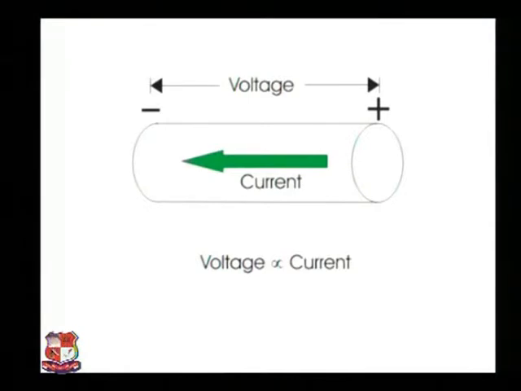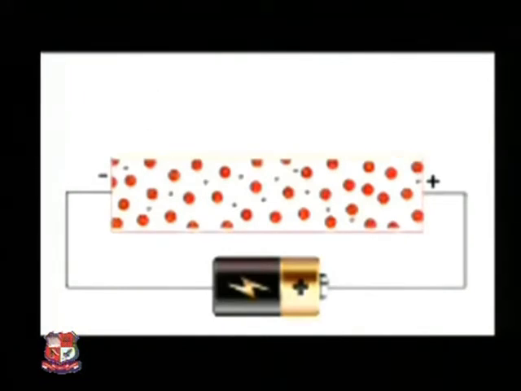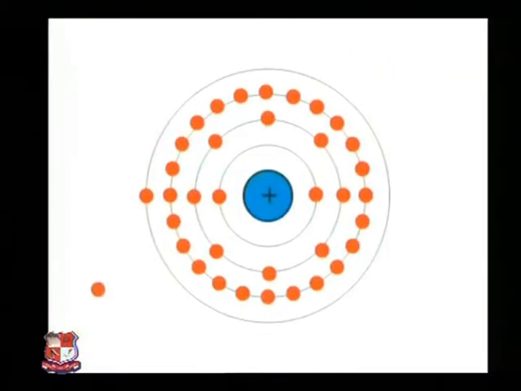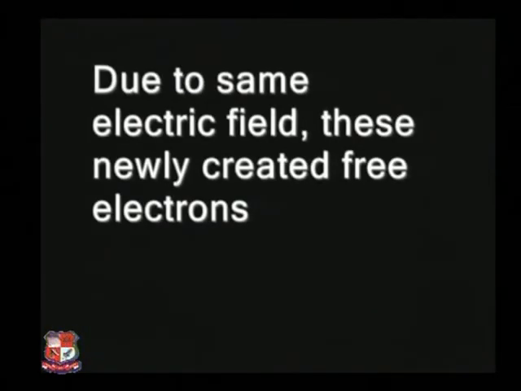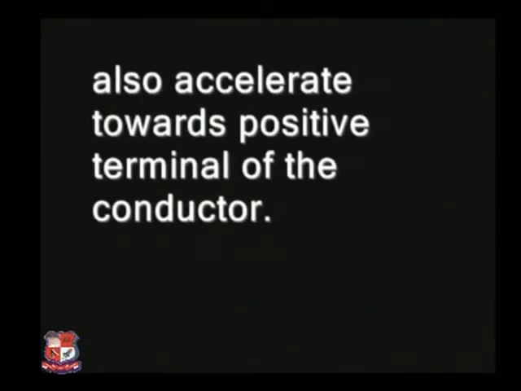Actually, current through a conductor depends upon drift velocity of free electrons inside the conductor. In room temperature, there are some free electrons available inside any metal body. Whenever external voltage or potential difference is applied across the metal conductor, these initial free electrons due to electric field start drifting towards the positive terminal of the conductor. During this journey, free electrons collide with other atoms of the metal and create more free electrons. Due to the same electric field, these newly created free electrons also accelerate towards the positive terminal of the conductor.